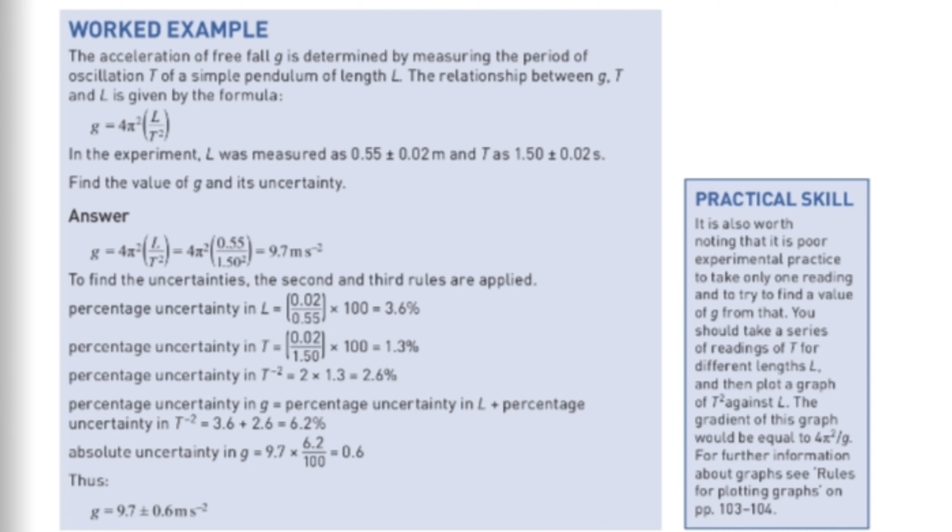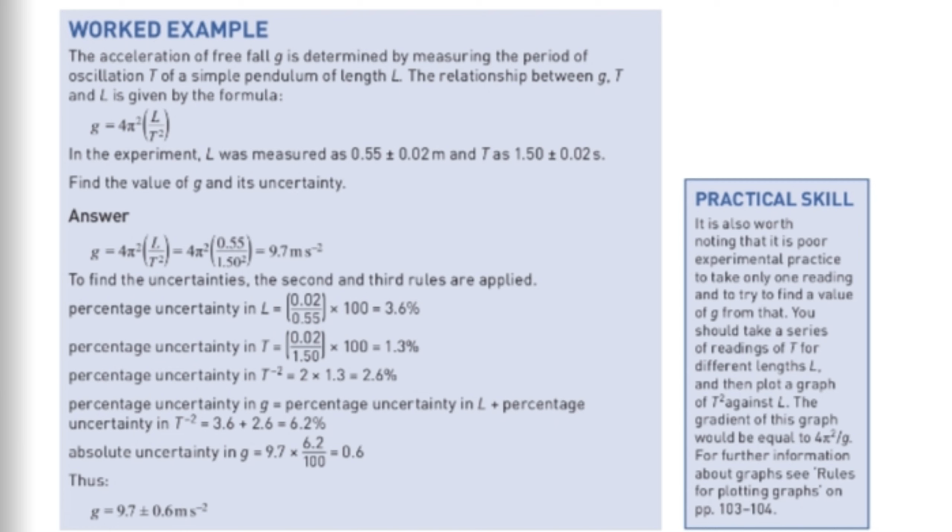Worked example. The acceleration of free fall g is determined by measuring the period of oscillation T of a simple pendulum of length L. The relationship between g, T and L is given by the formula g equals 4π² L divided by T². In an experiment, L was measured as 0.55 ± 0.02 meters and T as 1.50 ± 0.02 seconds. Find the value of g and its uncertainty.